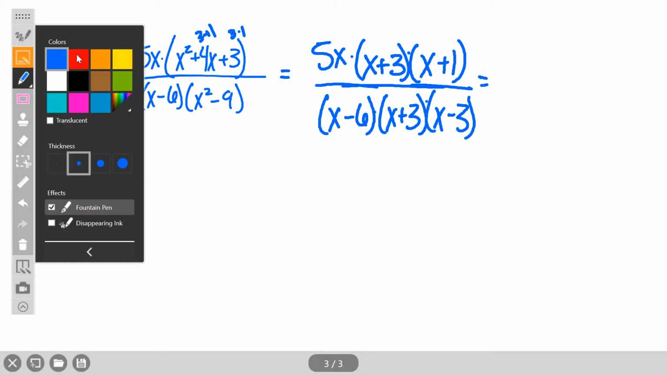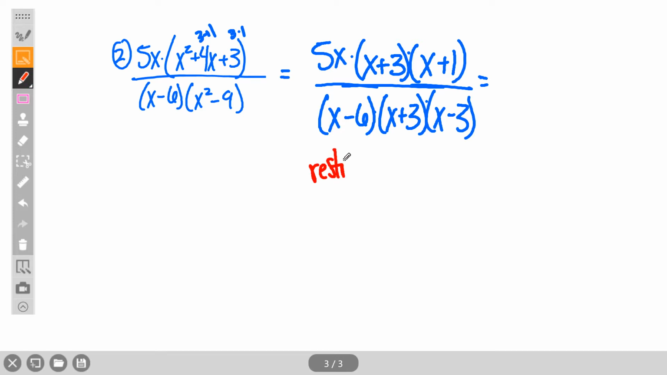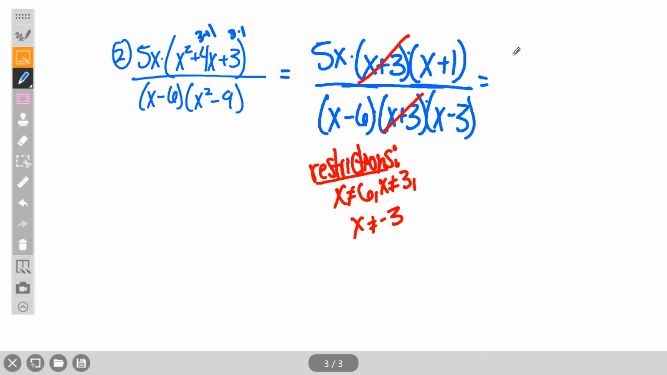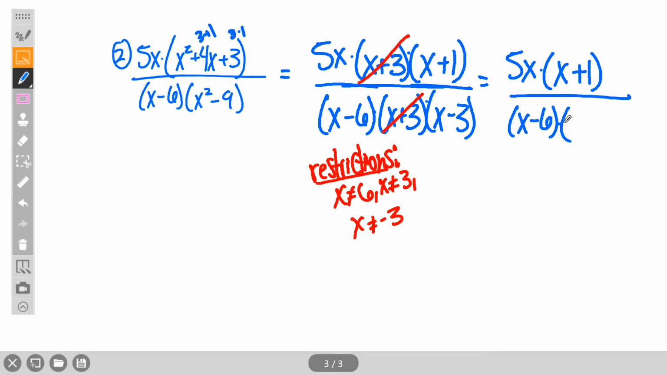All right, let's stop for a second and check for any restrictions for this expression. And we do have restrictions. We know that x cannot equal 6, and it cannot equal 3, and it cannot equal -3. None of those values are allowed. Now let's cancel out factors that occur in the numerator and denominator. So x plus 3, and that's it. So we're left with, in the numerator, 5x times x plus 1. In the denominator, x minus 6 and x minus 3.